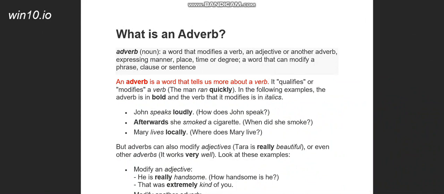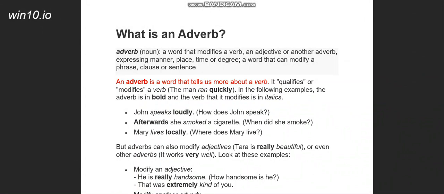It qualifies or modifies a verb. The man ran quickly. If you can identify, students, ran is the verb. But how did he run? He ran quickly. So quickly acts as an adverb. Here, the man ran quickly, which means that the person is running quickly. So quickly is an adverb.